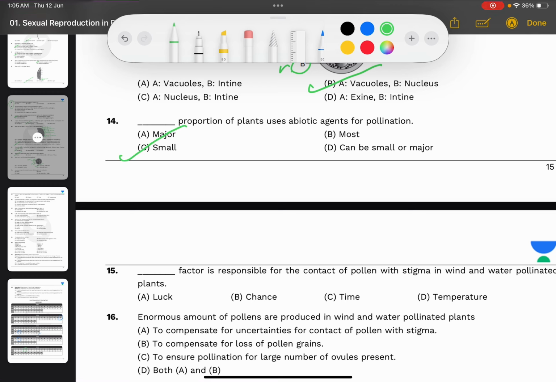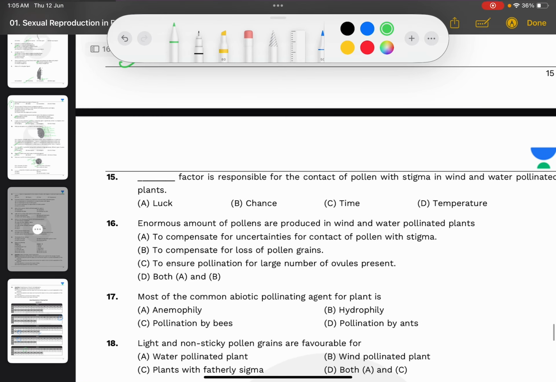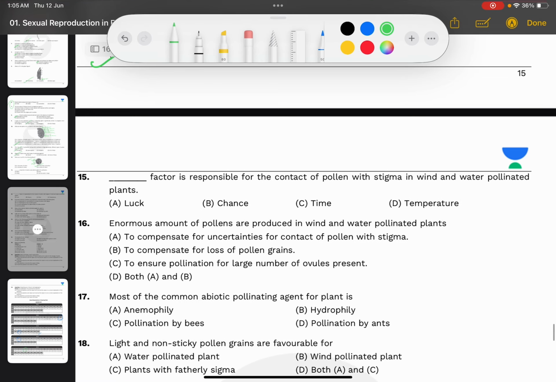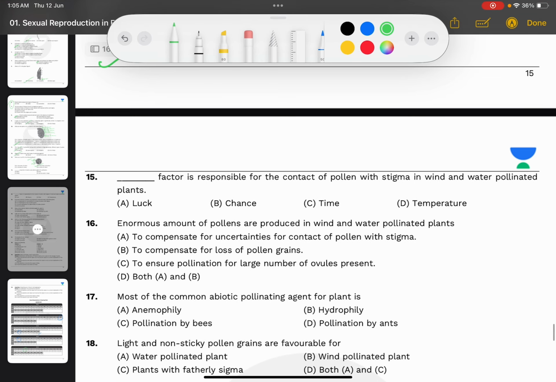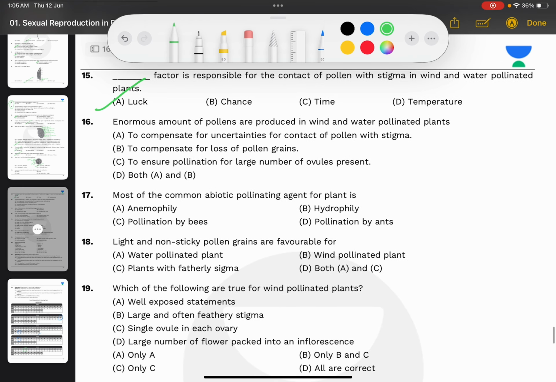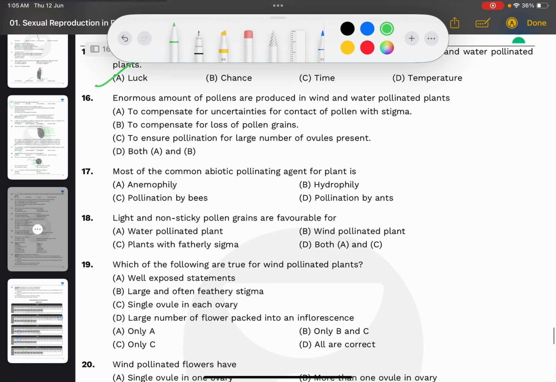Now, dash proportion of plants uses abiotic agent for pollination. Small proportion. Dash factor is responsible for contact of pollen with the stigma in the wind and water pollinated plant. Luck. Enormous amount of pollen are produced in the wind and water pollinated plant to compensate for uncertain contact with the pollen, to compensate for loss of rain, to ensure pollination for larger groups.